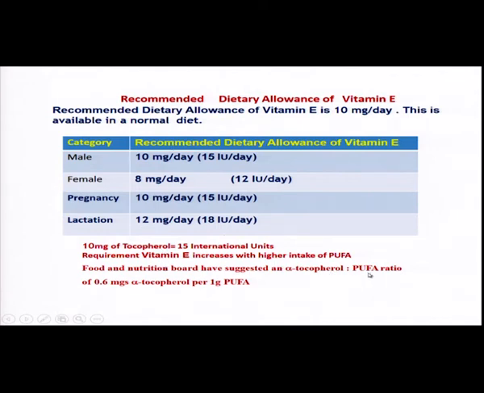Now consider the polyunsaturated fatty acid ratio of tocopherol. You see 0.6 mg alpha tocopherol per gram of PUFA, polyunsaturated fatty acid. So wherever you have polyunsaturated fatty acids, you are likely to have vitamin E, because vitamin E would be closely associated with fat soluble bases. Polyunsaturated fatty acids are an excellent source for dispersion of vitamin E.